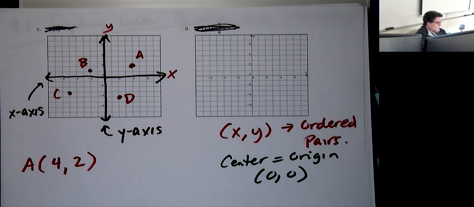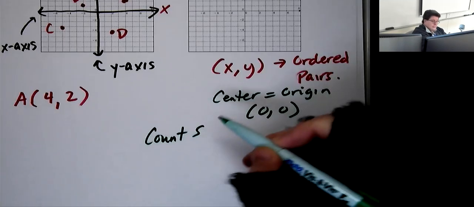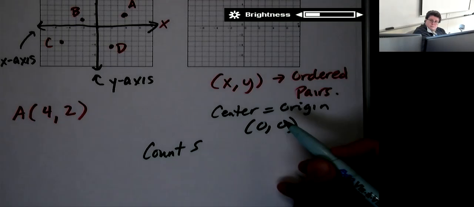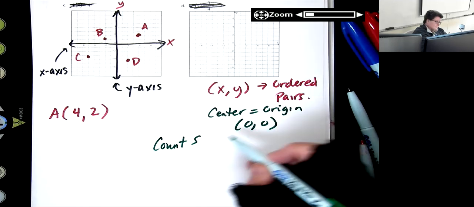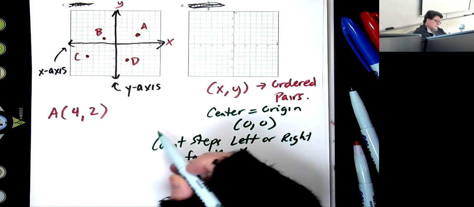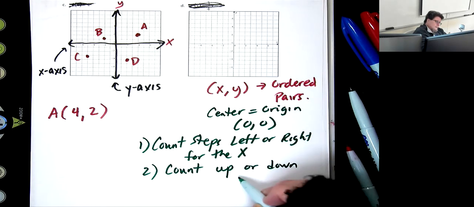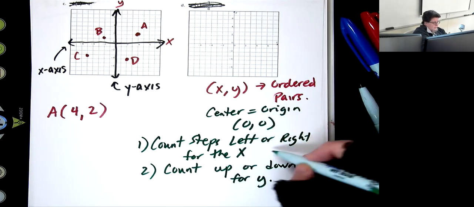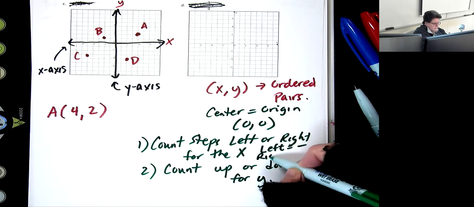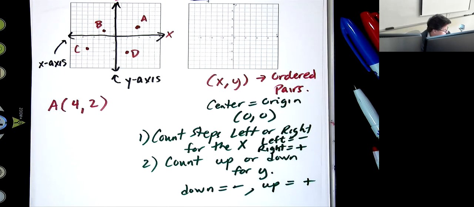What we do to find a value for any point, or to put any point on the graph, is count how many steps left or right for the x. That's part one. And then count up or down for y. Left is negative, right is positive. Down is negative, and up is positive. Close, it's at -2, 1.